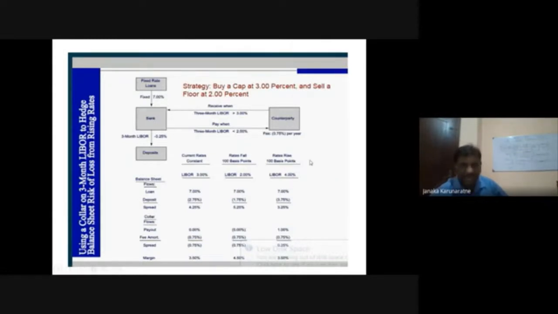So let's say a 100 basis point rise. So it goes from 3 to 4. Now, if it rises, your spread will come down by how much? 1% from 4.25. So your spread will now be 3.25 as a result of the rising interest rate. But what happened? You will get this flow, the cap exercised above 100%. Because you have a cap, you will get 1%. You will pay the premium. So you will get a benefit of 0.25, which will end up with your 3.5%.